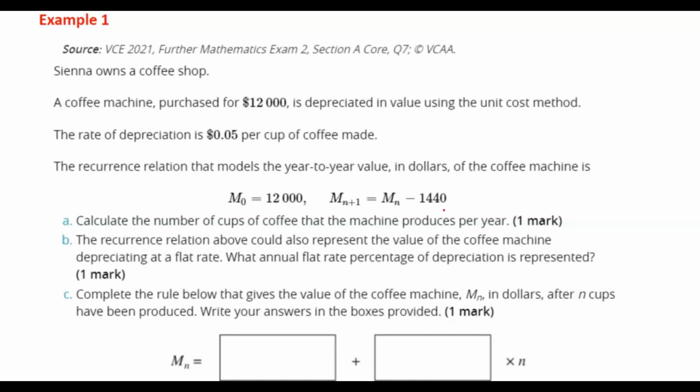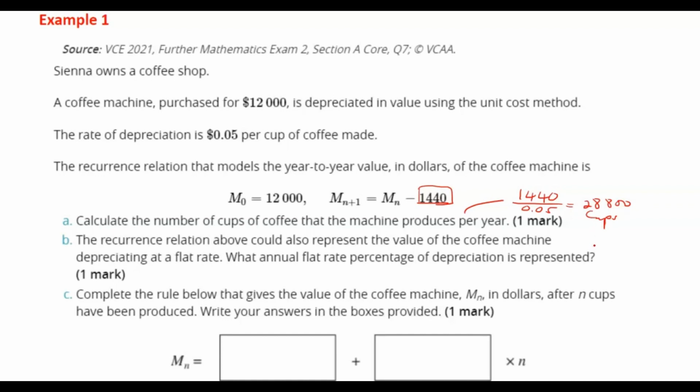It's always a good idea to write down the variables given. So this is how much it depreciated the whole year. And every time the machine makes a cup of coffee, it depreciates by 5 cents. So we need to work out what A should be. This is going to be the D value, which is 1,440, divided by how much it's depreciating by making 1 cup. So that's going to be 28,800 cups. That's what the machine produces in 1 year.